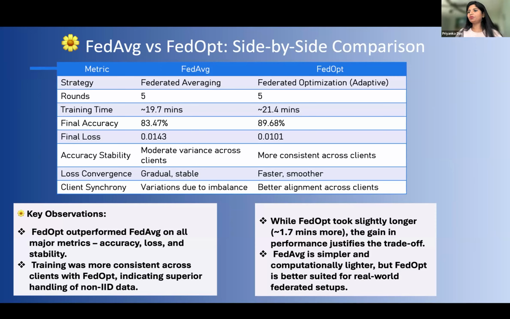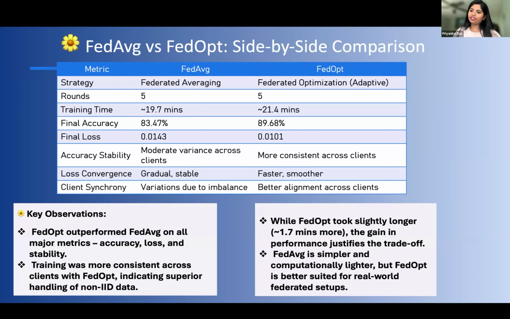So when it comes to client synchrony, FedOPT again performed better, showing tighter alignment between clients even in the presence of non-IID data. Overall, FedOPT outperformed FedAVG across all major metrics: accuracy, loss, and learning consistency. It also handled data heterogeneity more robustly, making it more suitable for real world federated setups.